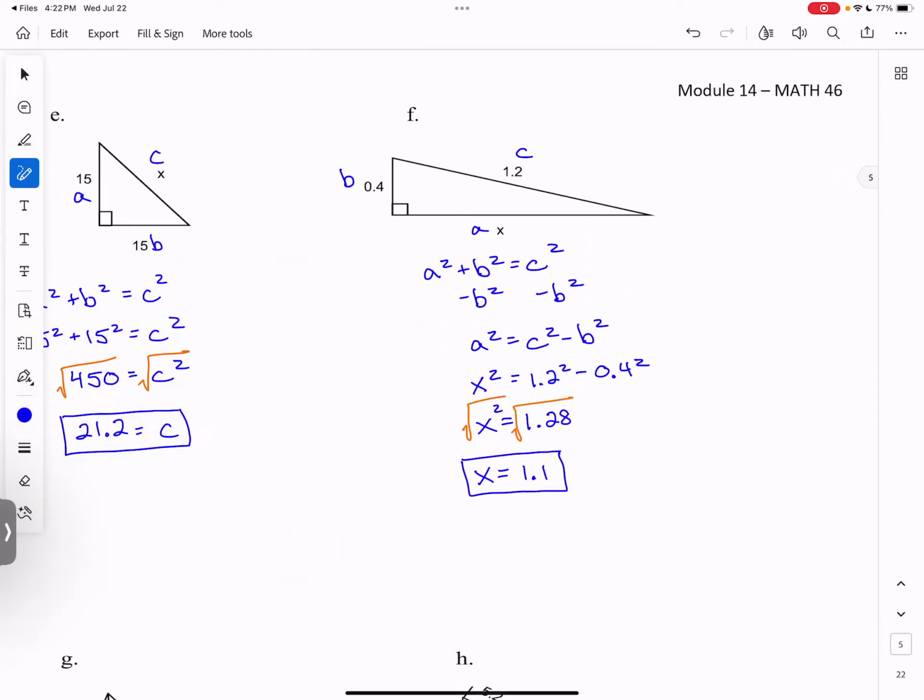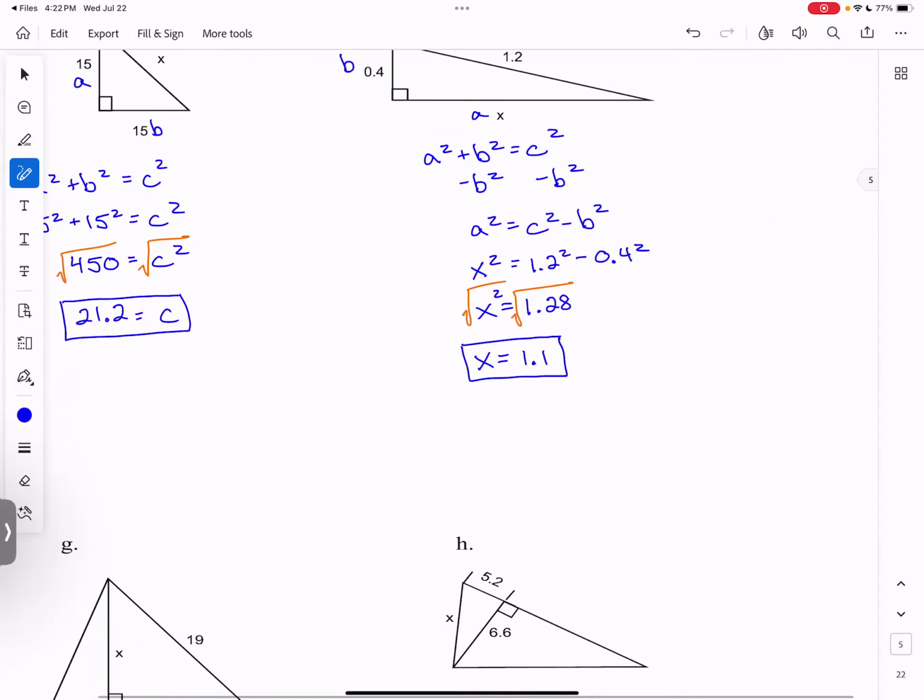sense. We know that our hypotenuse must be the longest side. It's 1.2. So it makes sense we found a leg of the triangle to be 1.1. We know from the picture too, it looks like it's going to be a longer side. So that makes sense. But if we had an answer like 5, we know we did something wrong.